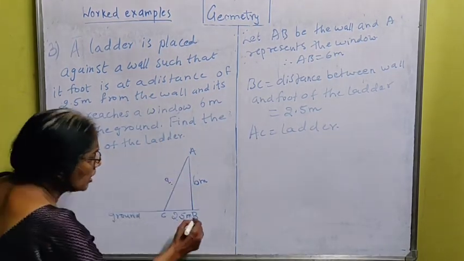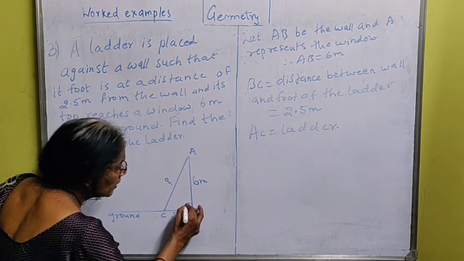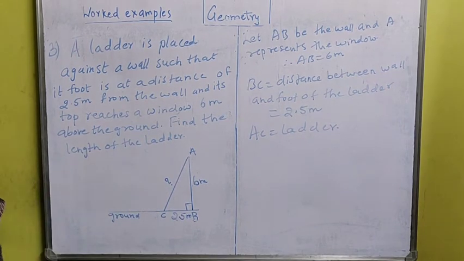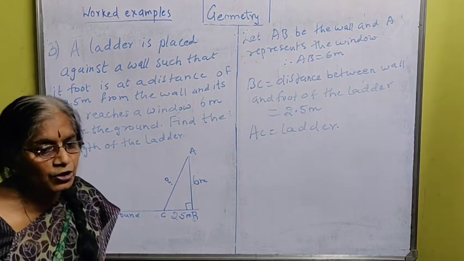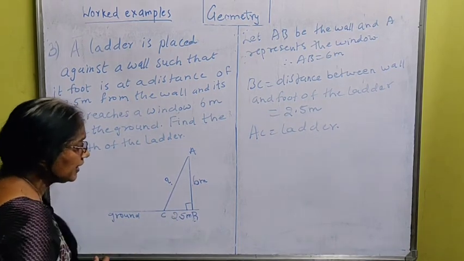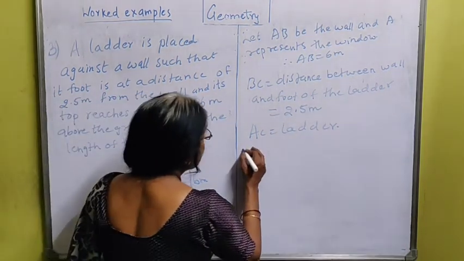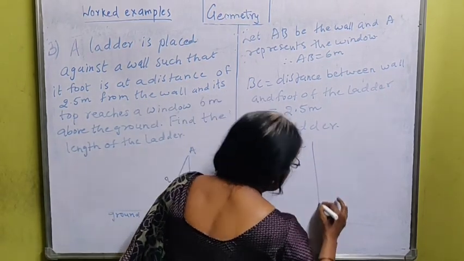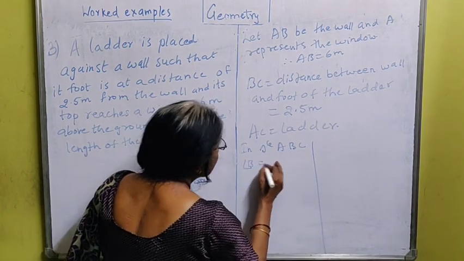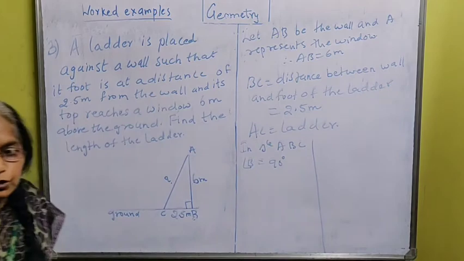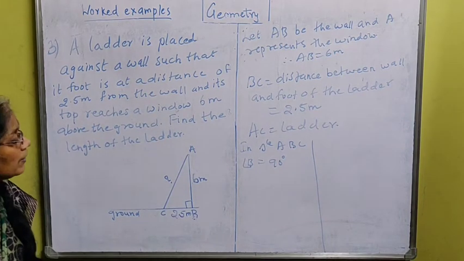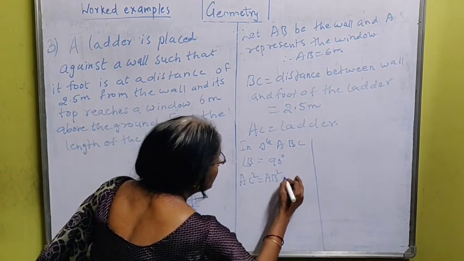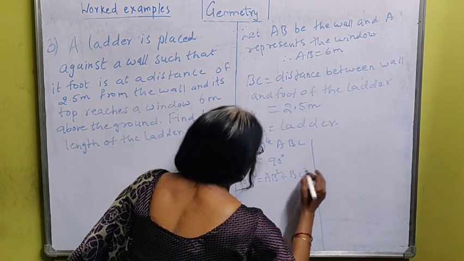So the wall is always perpendicular to the ground. So angle B you got 90 degree. Unless and until you get 90 degree, you can't use Pythagoras theorem. So in triangle ABC, what is 90 degree? Angle B is 90 degree. So in triangle ABC, angle B is equal to 90 degree, so applying Pythagoras theorem, AC square is equal to AB square plus BC square.